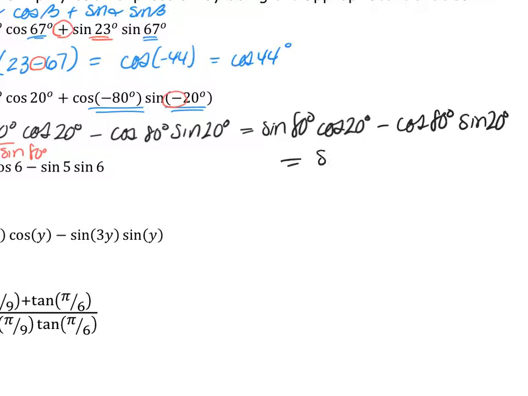So this is going to be equal to the sine of 80 degrees minus 20 degrees, which is the sine of 60 degrees, which is the square root of 3 over 2. So that is my actual final answer.